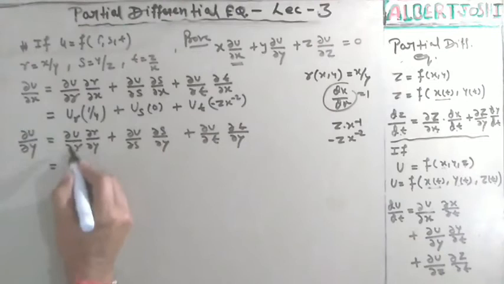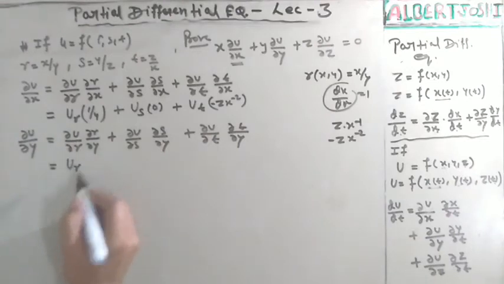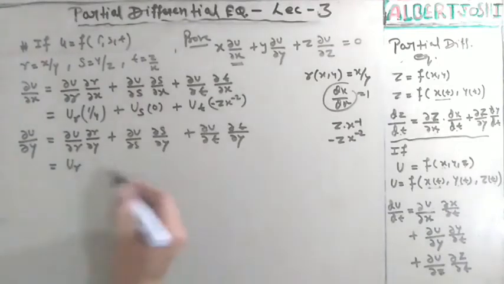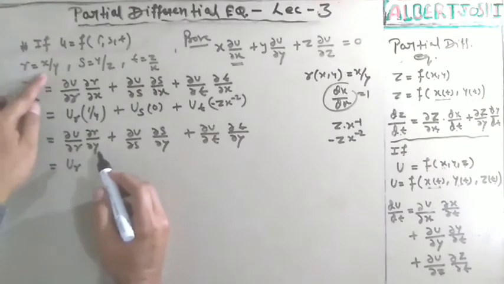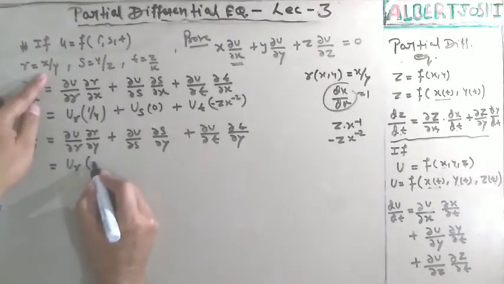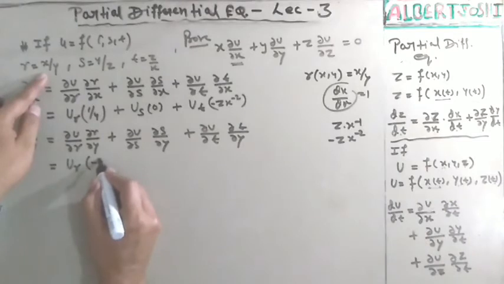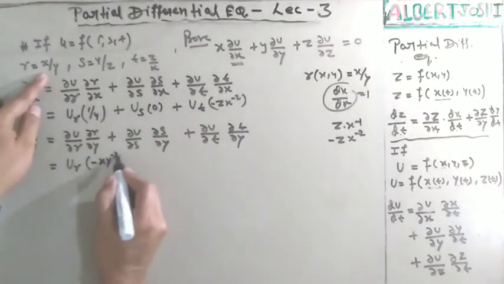Okay, now we are using the short form U_R. Both meanings are the same: del U upon del R, del U. I am writing the short form. So del R upon del Y: R you have to differentiate with respect to Y. Then you are getting minus x y to the power minus 2.